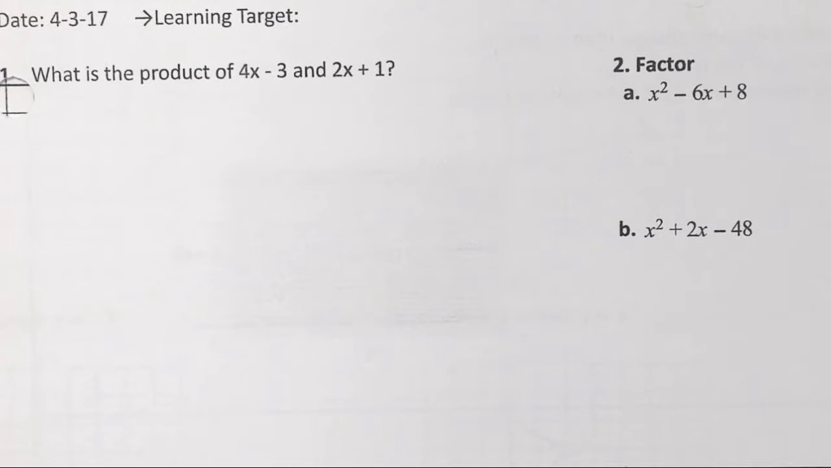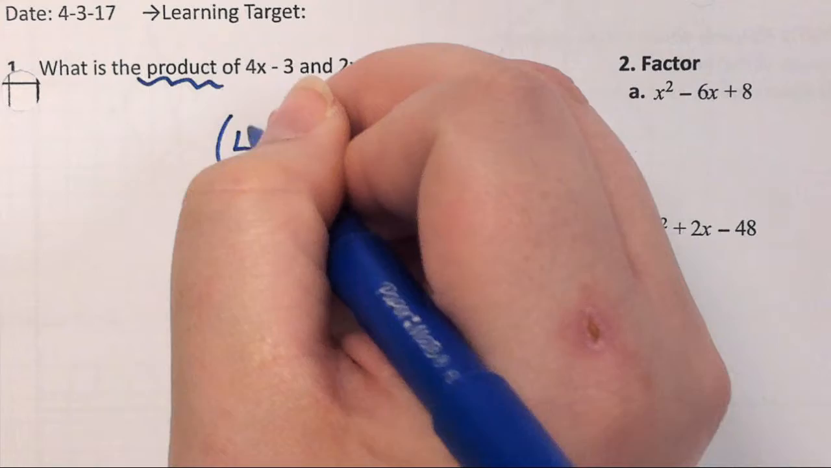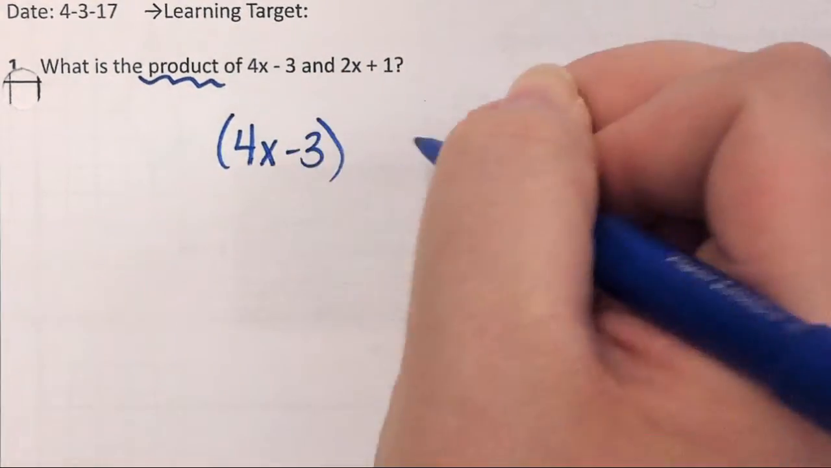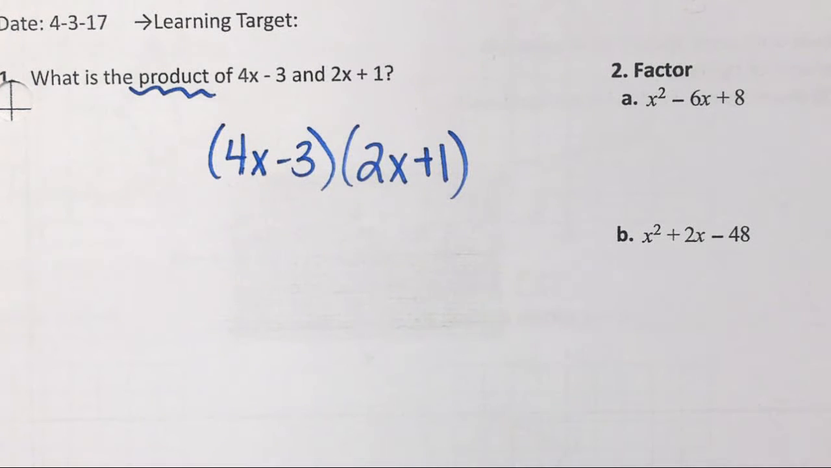Okay, what does the word product mean? Okay, so we need to multiply 4x minus 3 times 2x plus 1. What do I actually do from here? But what is that called? There's an acronym for it. It's FOIL.